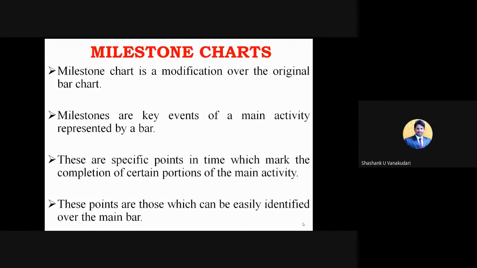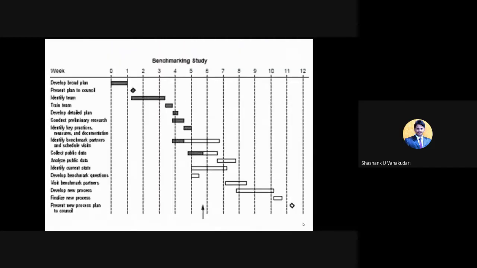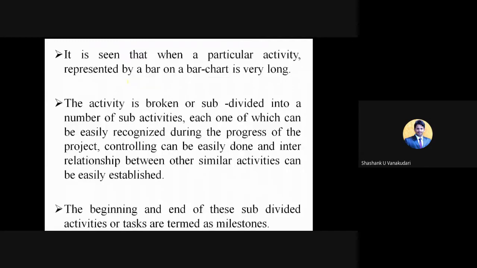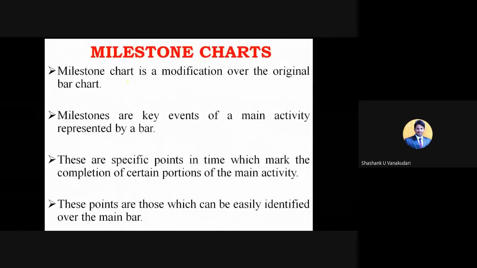Moving on to the next technique, that is milestone charts. A milestone chart is similar to a Gantt chart, but it is a modification over the original bar chart. Here milestones are the key events of a main activity represented by a bar. Here also you can see the length of the bar, which represents the duration of that activity.